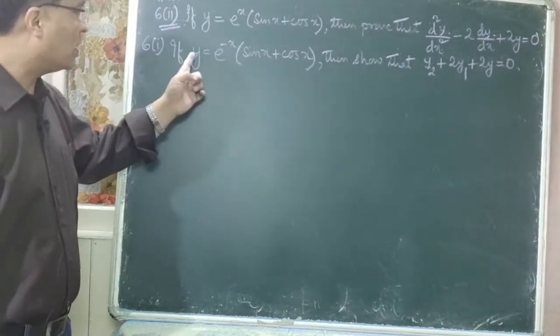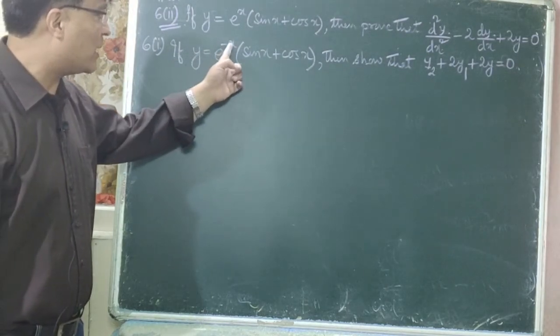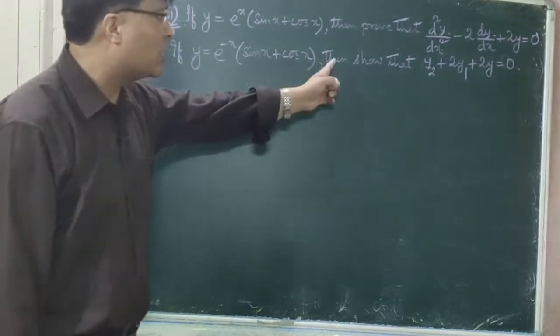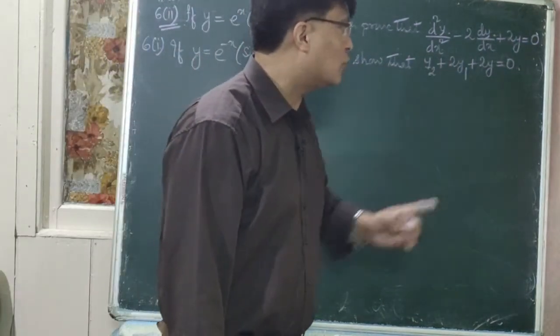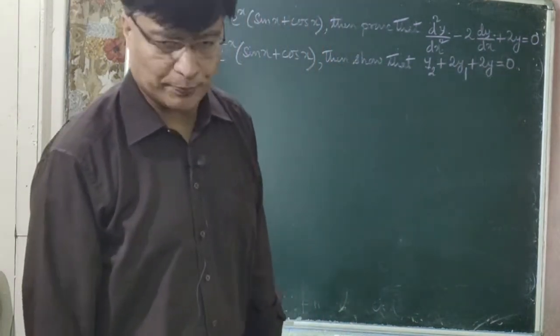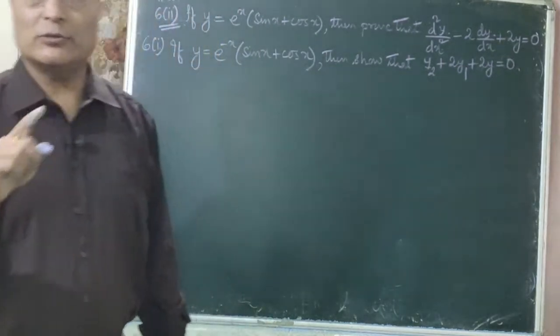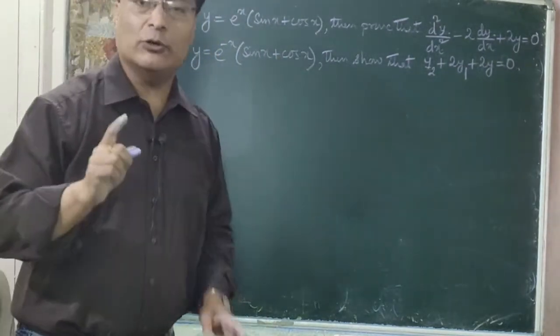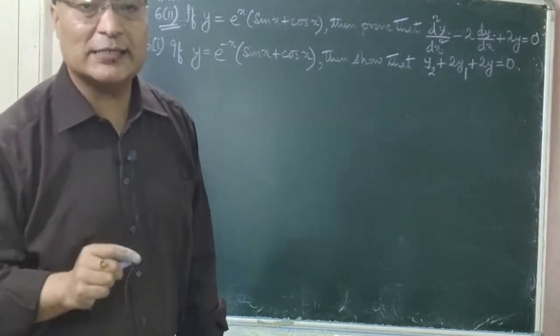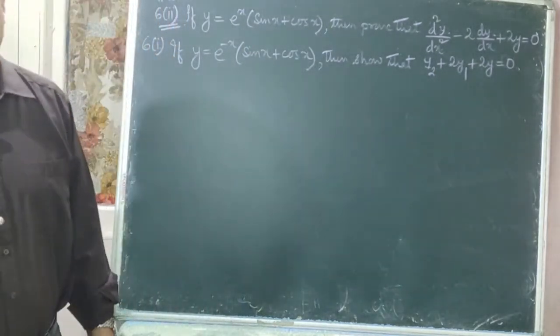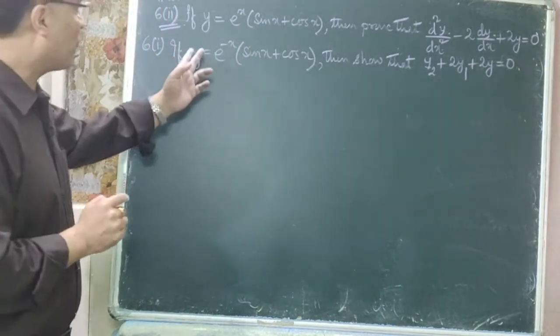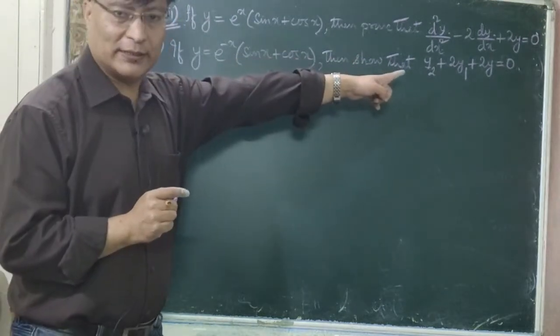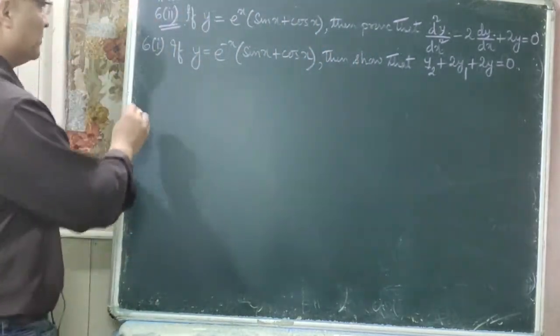What is given? If y is equal to e to the power minus x into sin x plus cos x, then prove that y2 plus 2y1 plus 2y is equal to 0. You know that y1 is equal to dy by dx and y2 means d2y by dx square, or d square y by dx square. So from given directly you can prove it. Okay? So let us use this method.